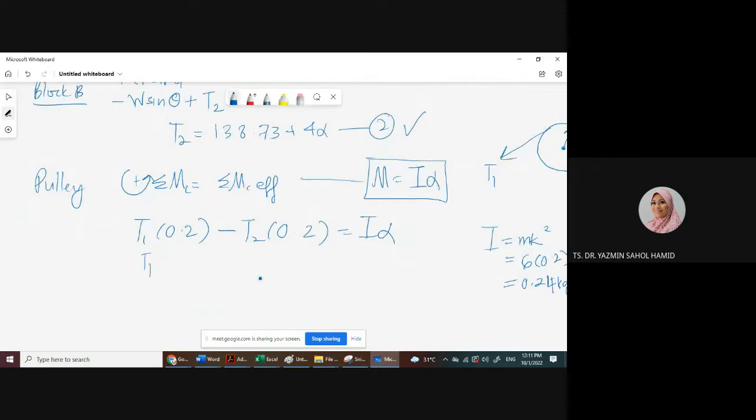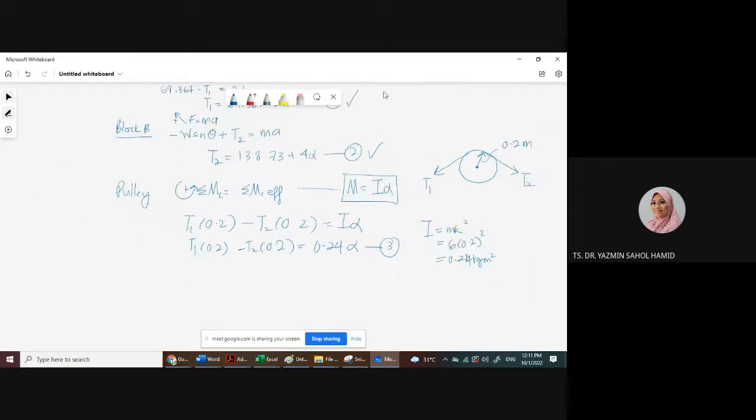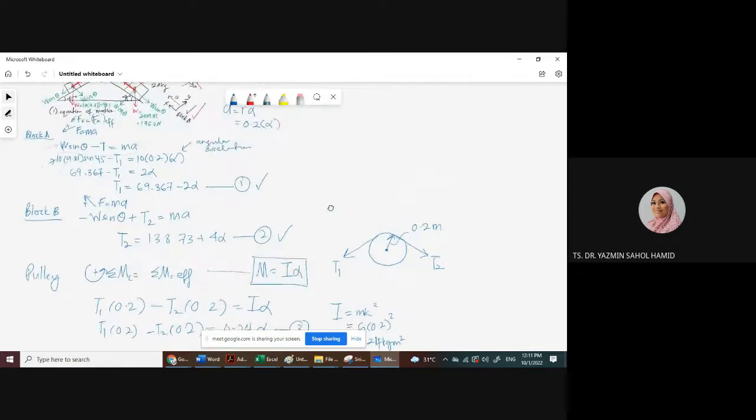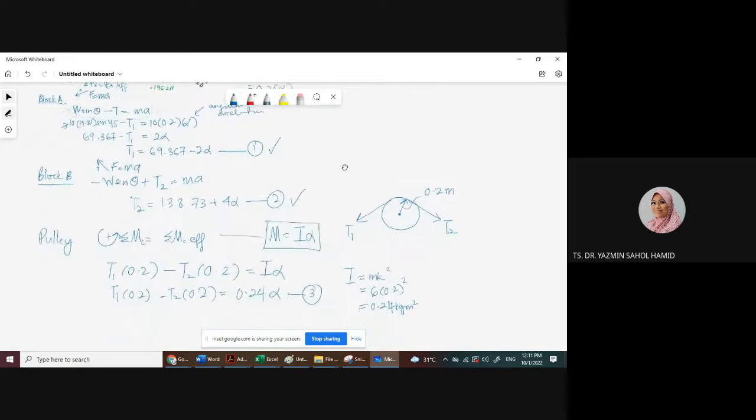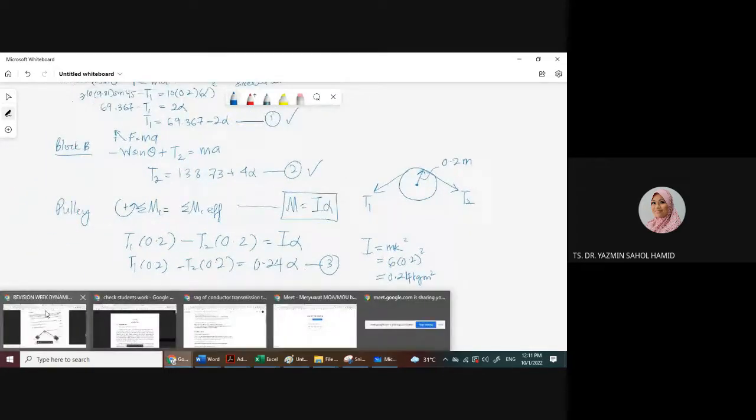So, T1, T2, 0.24 kali alpha. Okay. Alright. So, ini adalah our third equation. Sebenarnya you dah menjawab soalan nombor 1 lah. Write the equation lah. Okay. Now, cuba tengok soalan seterusnya.